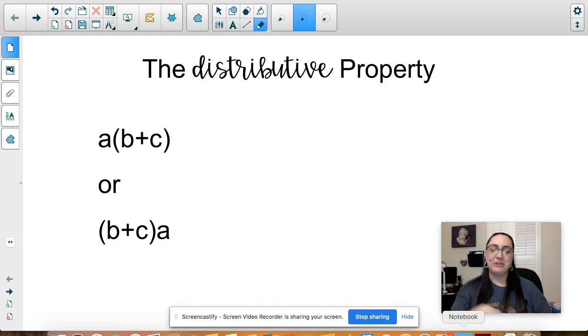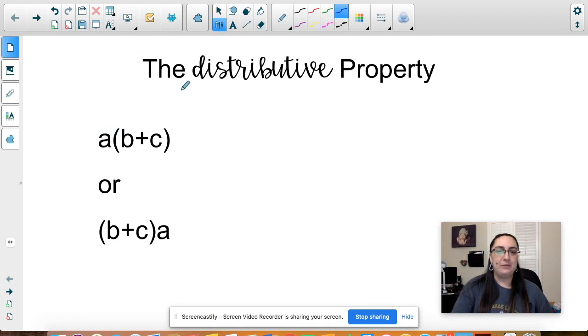Welcome back. So today we're going to talk about the distributive property. Distributive means, for example, here the letter A, we're going to distribute A into the parentheses. To do that, you would multiply the A with each term. So when you multiply A into each term, you have A times B, which is AB, and then A times positive C, which is AC.